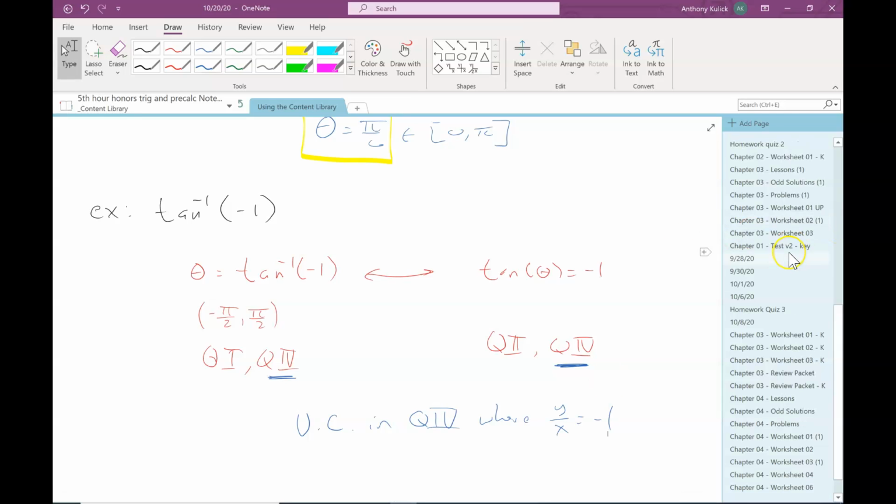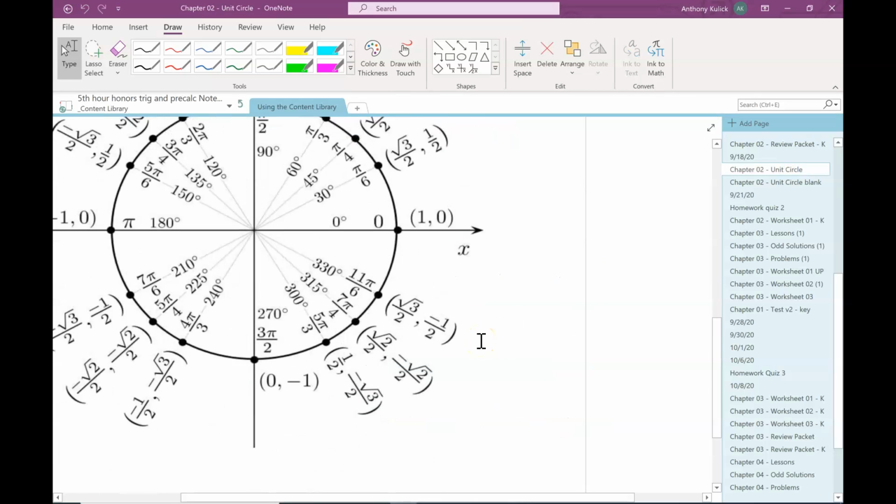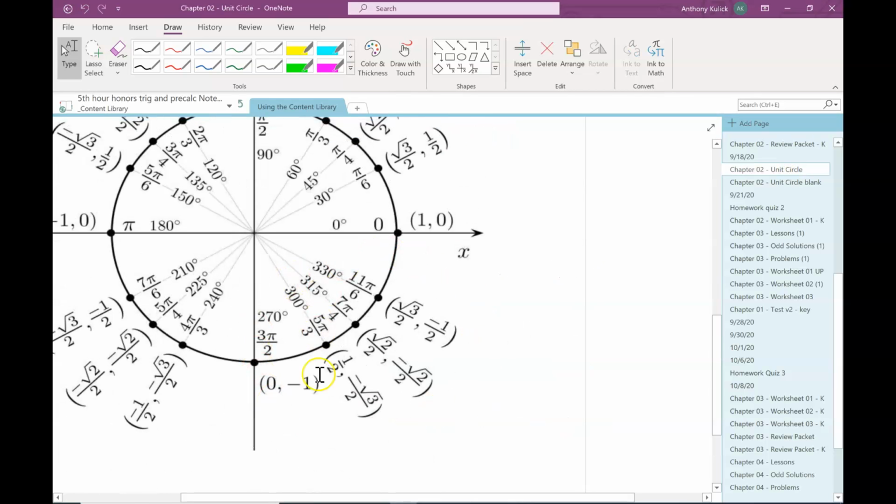Okay, so let's go look at our unit circle. So I'm looking in quadrant 4. And I notice here, if I take the y coordinate, divide by the x, I get -1, right? Because they're both the same value aside from the sign. So that angle is 7 pi over 4. Is everybody okay there?